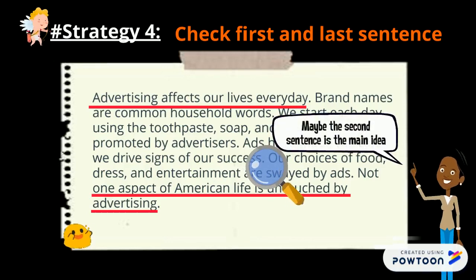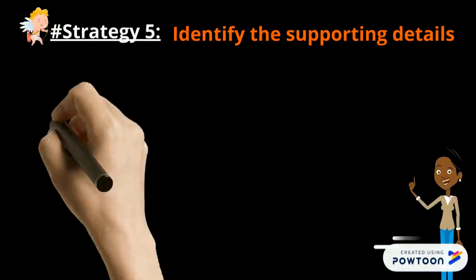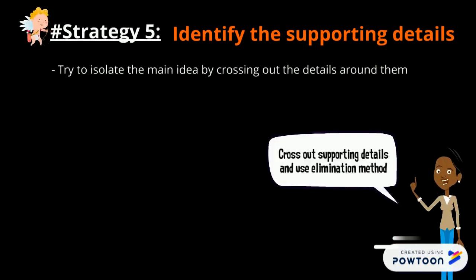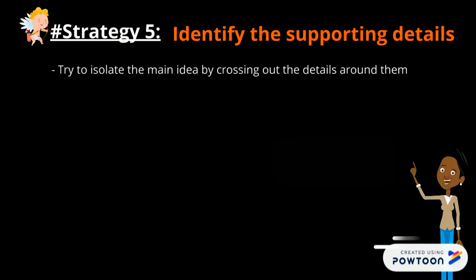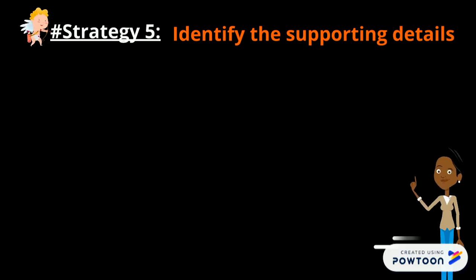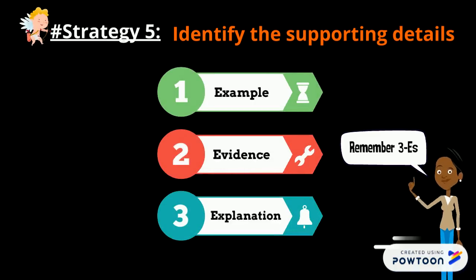The last strategy we want to introduce is to identify the supporting details. When students struggle to locate the main idea of a paragraph, they can use this process of elimination strategy. By identifying the supporting details first, they can narrow down the paragraph contents to arrive at the main idea. Locate the three E's: examples, evidence, and explanations to identify the supporting details of the following passage. Then, if there is a sentence left, consider whether it is the main idea.